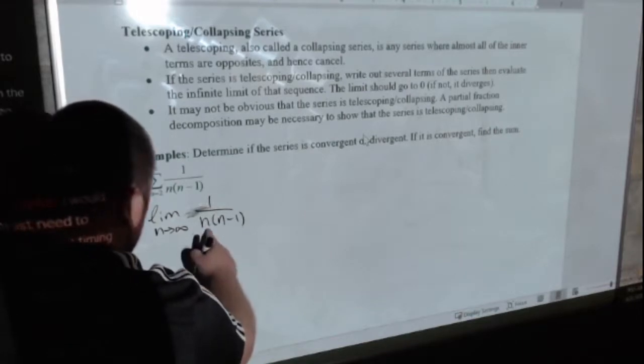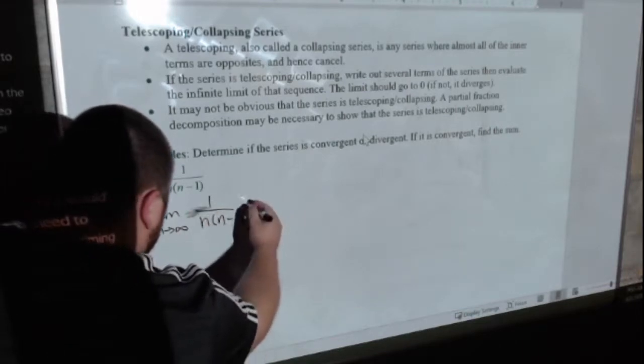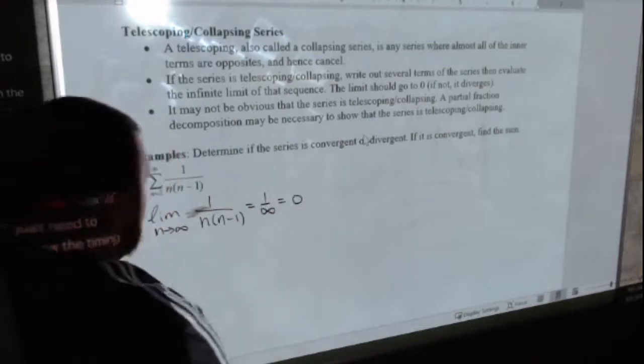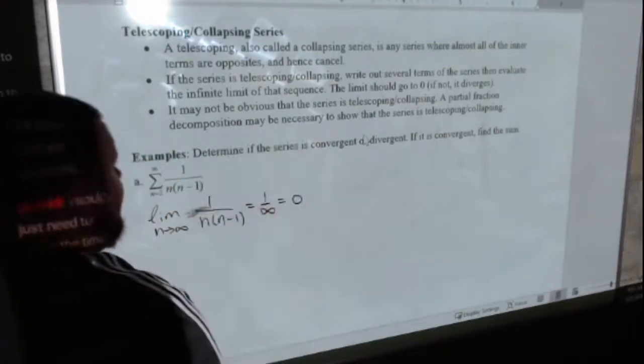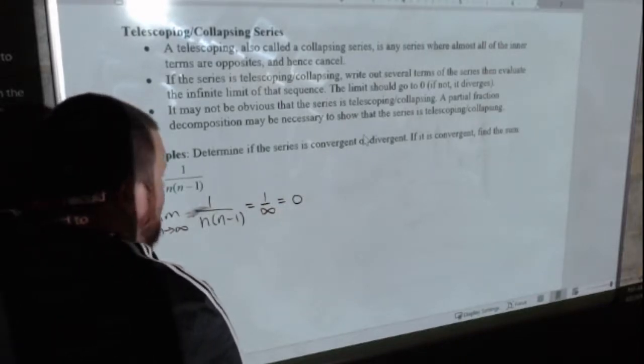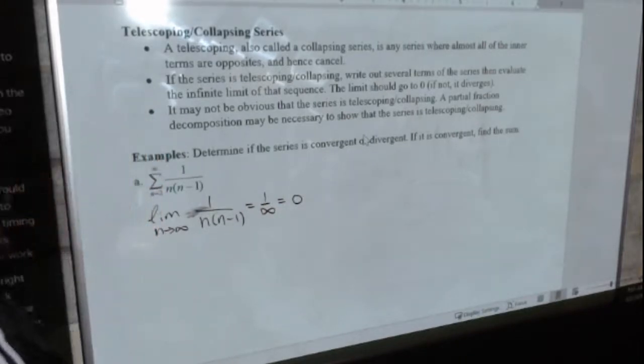That's pretty straightforward. If I plugged infinity down here, I'd get 1 over infinity, and that's 0. So that's good news. That means I can continue. Or maybe to you it's bad news because you have to keep going. So we're going to do partial fraction decomposition now.